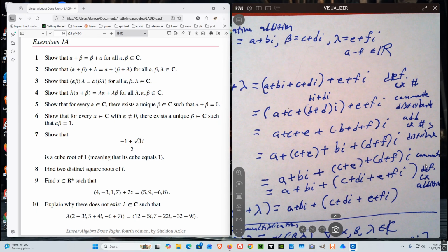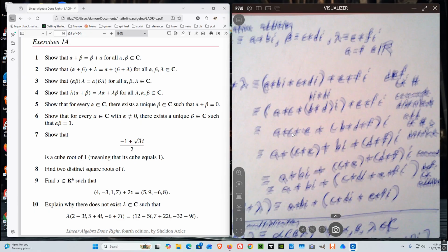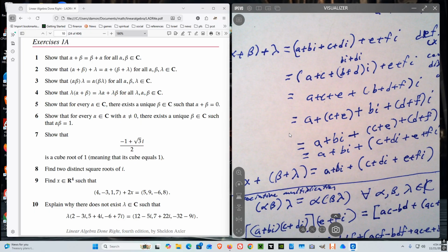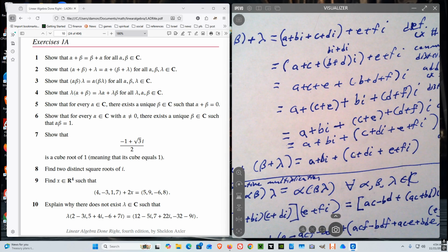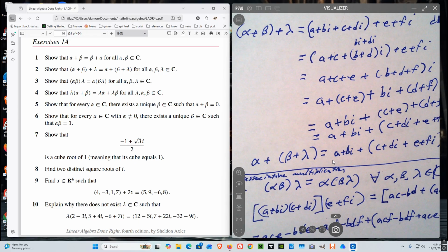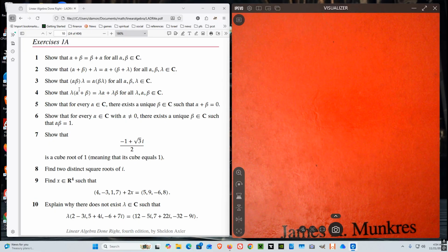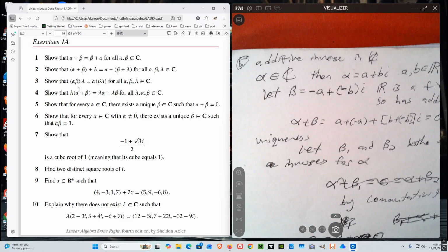The stuff on the side, some of that might not be right, but I said it pretty close to right anyway. And down here you see alpha plus the beta plus lambda. I wrote it out, and that's what I got to at the end there. So I definitely have 1, 2, 3, and 4 done. Now let's go to number 5. Show that for every alpha in C, there exists a unique beta in C such that alpha plus beta equals 0.